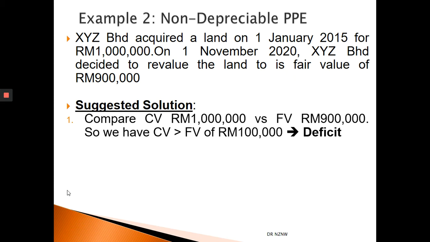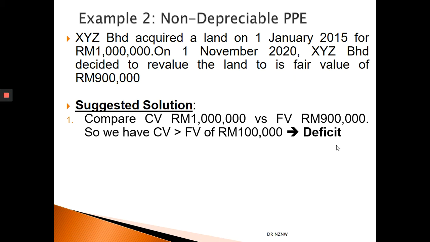Okay, the process is the same where, since it's a non-depreciable PPE, you can straight compare the carrying value of 1 million. Straight compare meaning that you don't need to find the accumulated depreciation. So we compare carrying value 1 million with the fair value 900,000. In example 2, this time we have the carrying value more than the fair value, which gives rise to a deficit of 100,000. So that is the difference between illustrative example one and two. Example one, we have a surplus. Example two, we have a deficit.